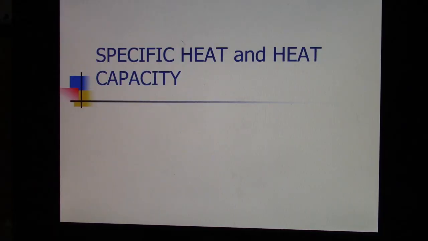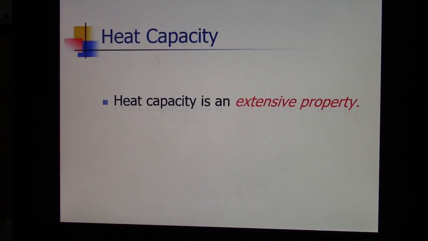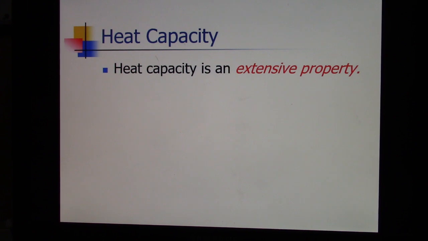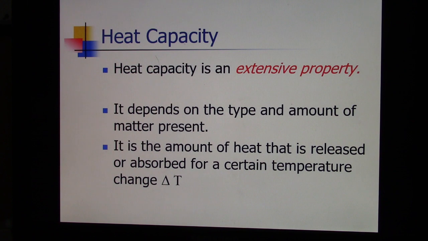Today's lesson is on specific heat and heat capacity. So, what is heat capacity? First of all, heat capacity is an extensive property of matter, which means that it depends on the type and the amount of matter present. By definition, it's the amount of heat that is released or absorbed for a certain temperature change.